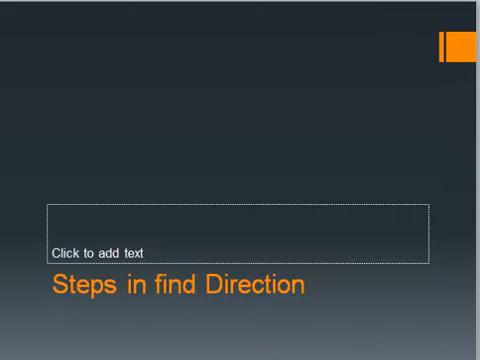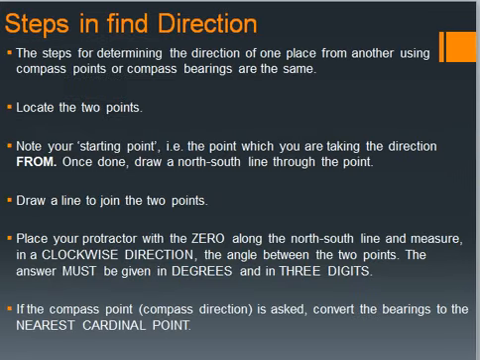Now, how do you find the direction using both methods? These are steps that I have developed that will help you get the most accurate direction possible. So the steps for determining the direction of one place from another using compass points or compass bearings are the same. The first thing to do is to locate the 2 points. Then you have to note your starting point. Your starting point is basically the point which you are taking the direction from.